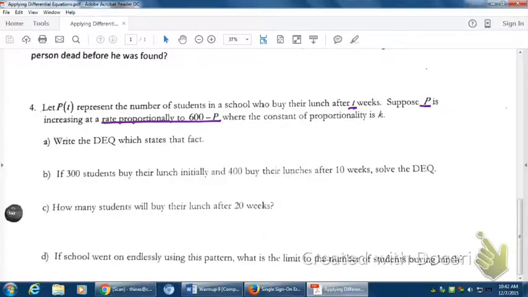A says write a differential equation, so we know that the rate, which is the derivative, is equal to k times 600 minus P, because that's what it's proportional to.